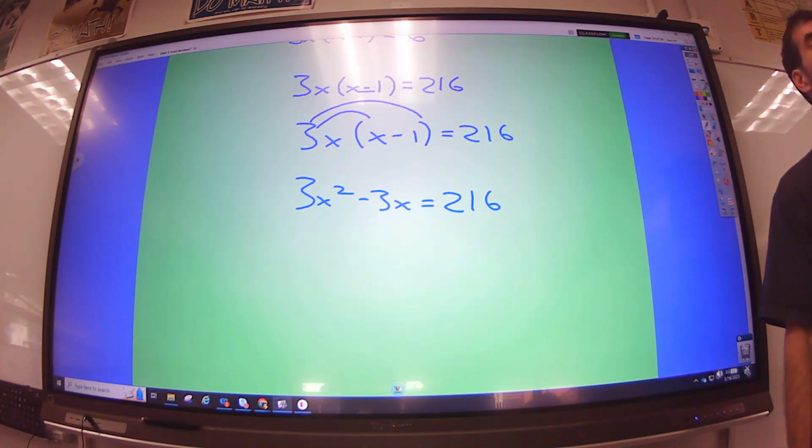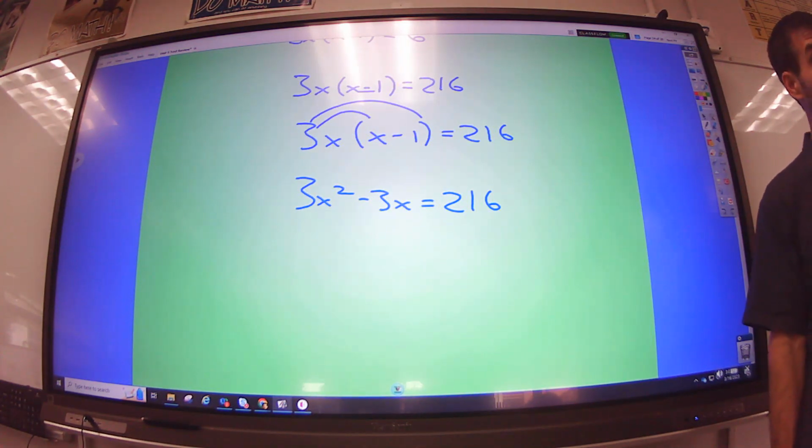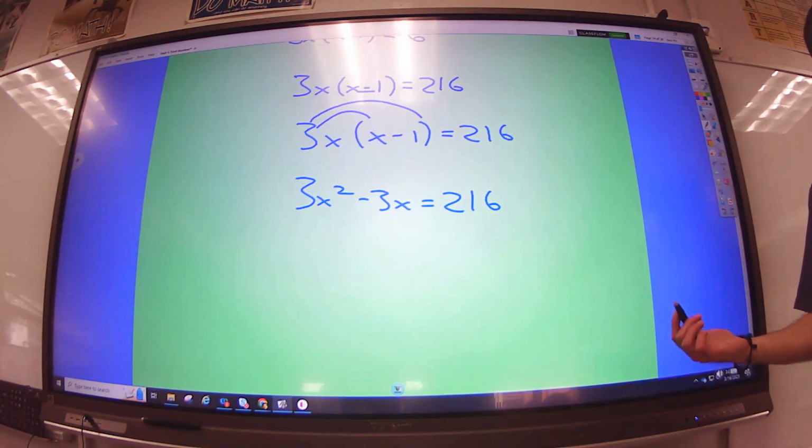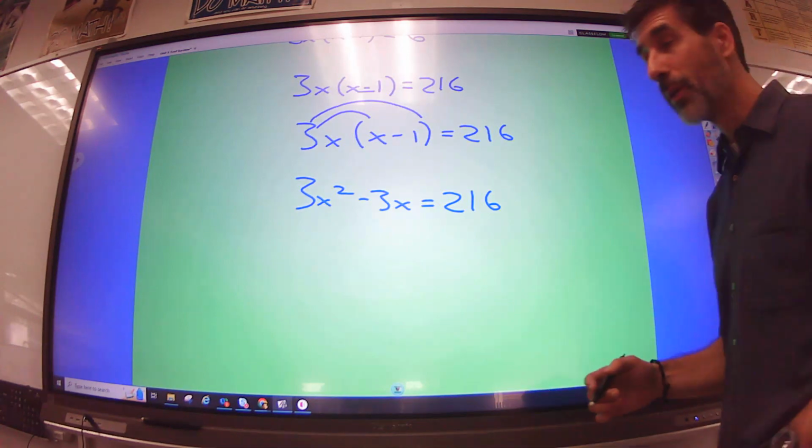Then we can do like the X box parentheses or whatever, or the diamond or whatever. So it'll be 3x squared minus 3x minus 216 equals 0. But ultimately, I can factor it out to solve it, right?